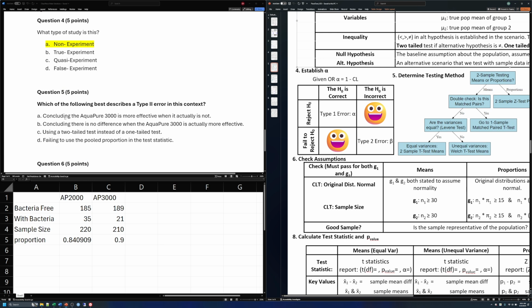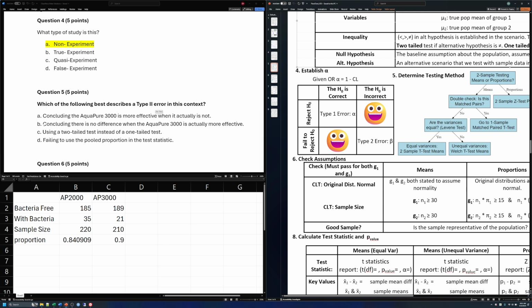Question 8, concluding the AquaPure 3000 is more effective when it is not. That is textbook type 1 error. We rejected the null hypothesis that the two groups are the same. So we claim that the AquaPure 3000 is more effective when it is not. So that's not what we want because we're looking for a type 2 error.